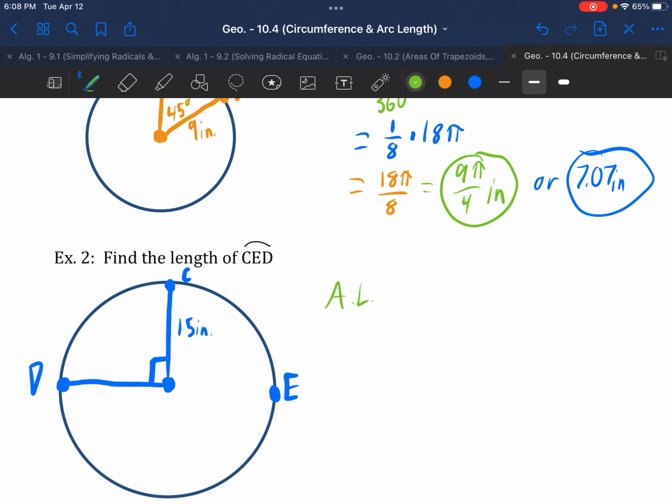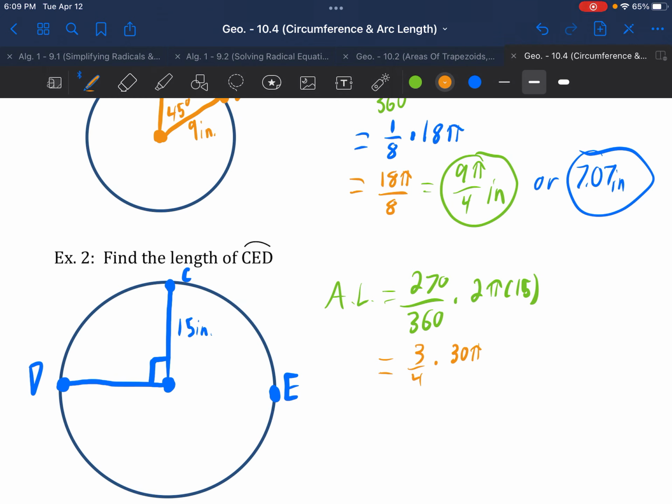So this will be the arc length, once again, is equal to how much of the circle it takes up. Well, if this part is 90 degrees, the major arc CED is going to be the remainder of the circle, which will be 270 there, over the 360 for the whole circle, times the circumference, which is 2 pi r, or in this case, 2 pi times 15. So as we reduce 270 over 360, it becomes 3 over 4. And 2 times 15 is 30, so we have 30 pi.